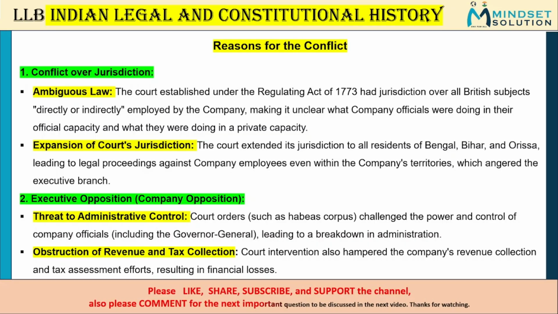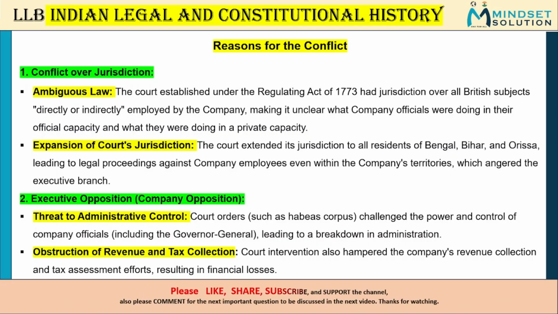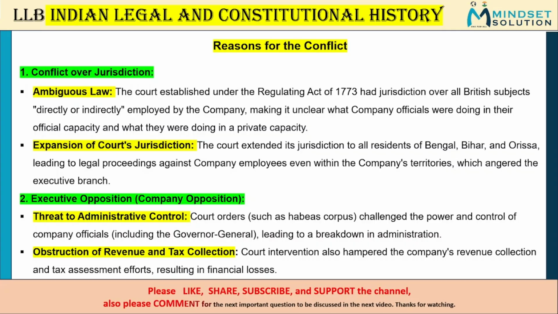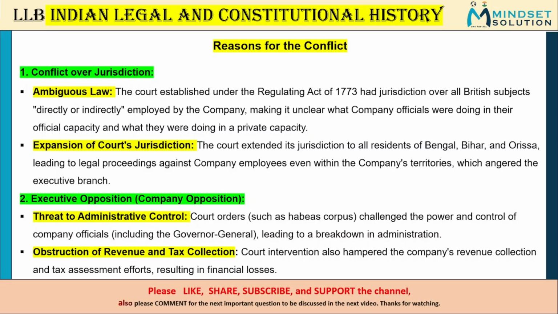So first is conflict over jurisdiction. Ambiguous law: the court established under the Regulating Act of 1773 had jurisdiction over all British subjects directly or indirectly employed by the company, making it unclear what company officials were doing in their official capacity and what they were doing in private capacity.